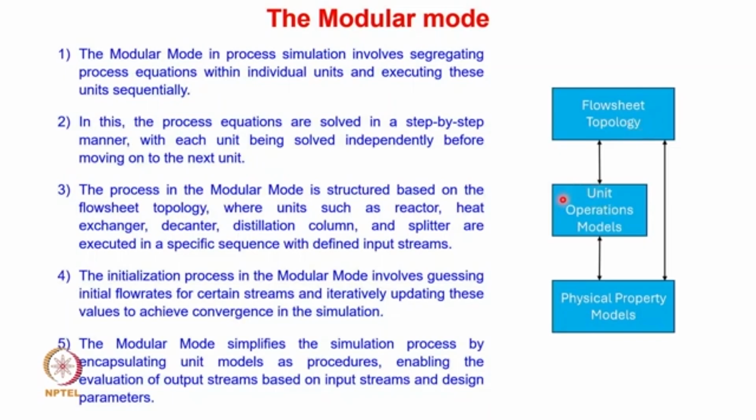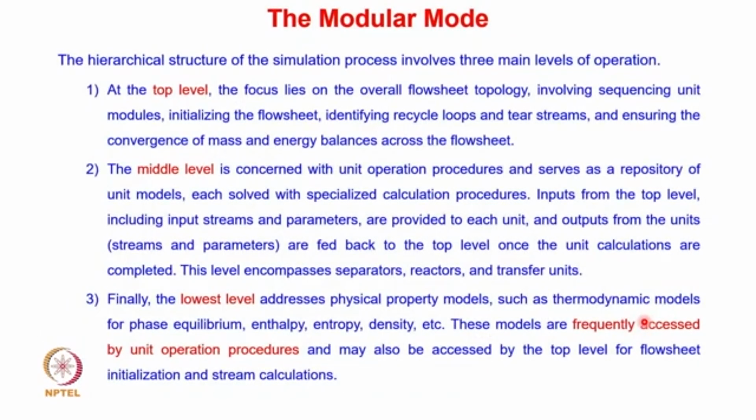Whenever we are solving these unit operation models, you can see that the output of one is given as an input to the other. So in fact there is a back and forth information exchange between flowsheet topology and unit operation models, and the same thing is happening with respect to all these, isn't it? So there is a back and forth calculation of the physical properties depending on the change in the temperature, pressure, etc., isn't it?